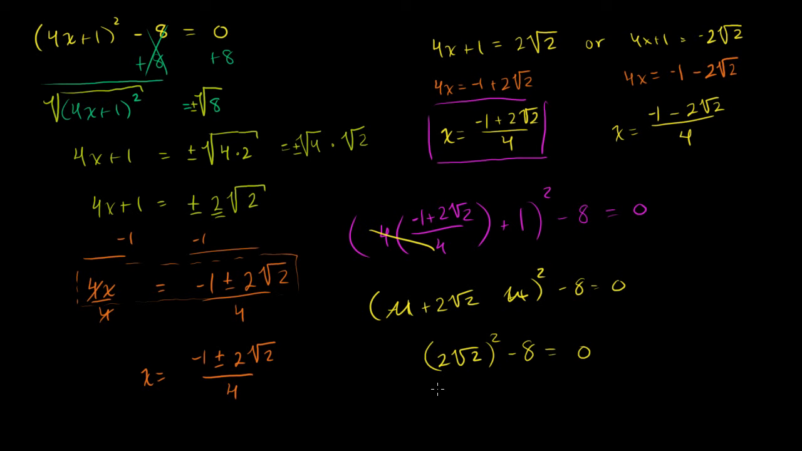And then what are you going to have here? So when you square this, you get 4 times 2 minus 8 is equal to 0, which is true.